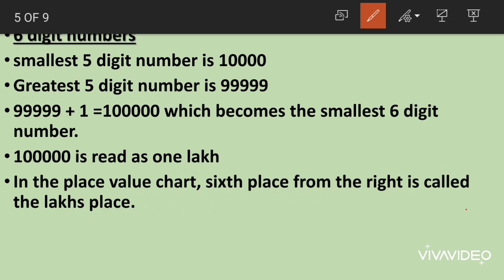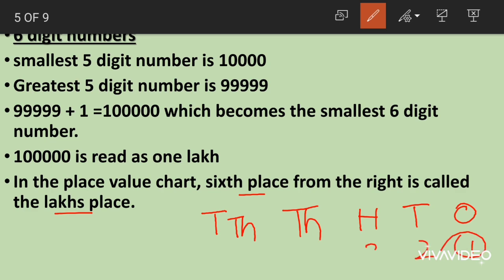What we have learned in the previous slides, we have learned till the 5th place. Let us write it again. Ones, tens, hundreds, thousands. What comes after thousands, children? 10,000s. And now the 6th place is the lakhs place. This is the first place, second, third, fourth, fifth, and the 6th place is for lakhs. Lakhs is represented by L.